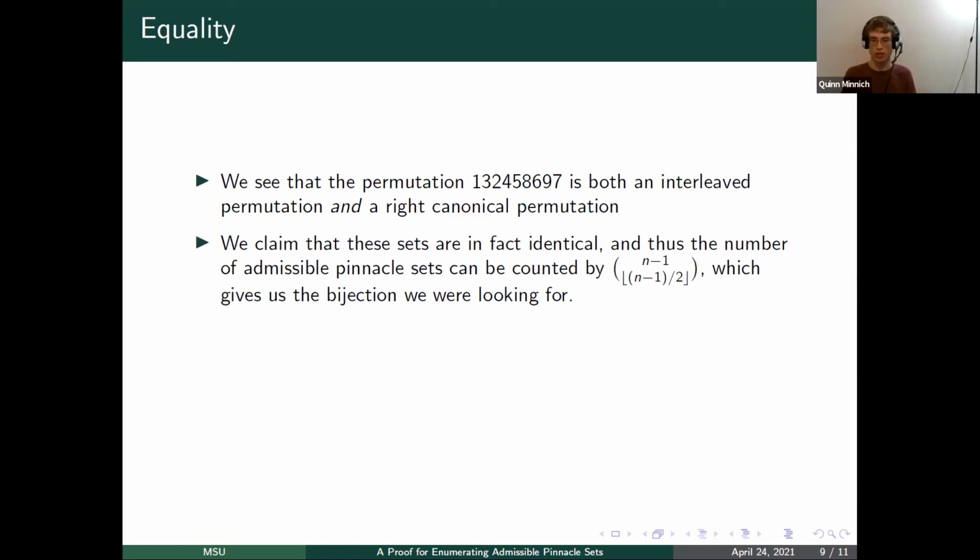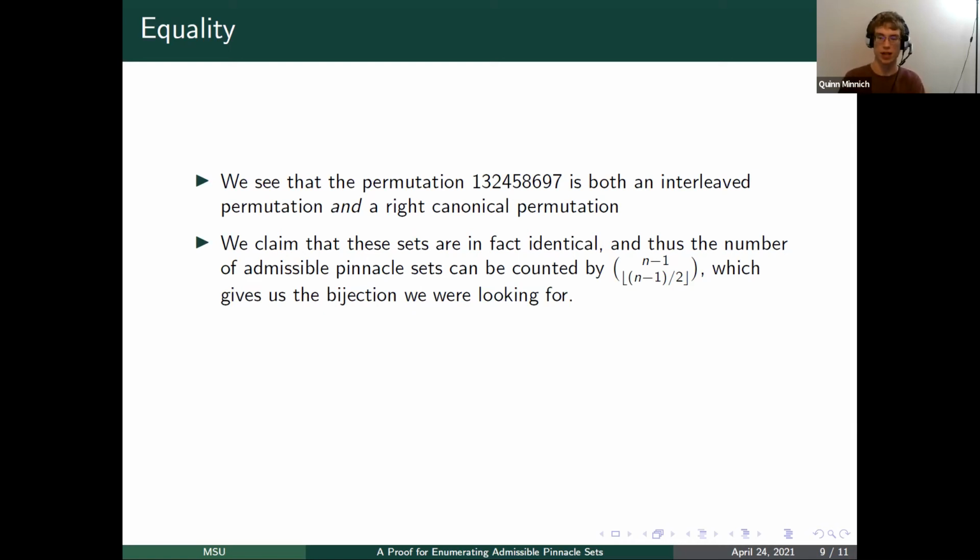So proving interleaved permutations are the same as right canonical permutations gives us the bijection. If you have a subset, you take that subset, you construct an interleaved permutation, and then you read off the pinnacle values that appear. If you want to go the other way, you can start with a pinnacle set, you construct its right canonical permutation, you reinterpret that as an interleaved one, and you read off the elements in the even positions, and that gives you your subset. So this is the bijection we wanted, and I feel like this makes the connection relatively clear between subsets of the numbers 2 through n and admissible pinnacle sets.